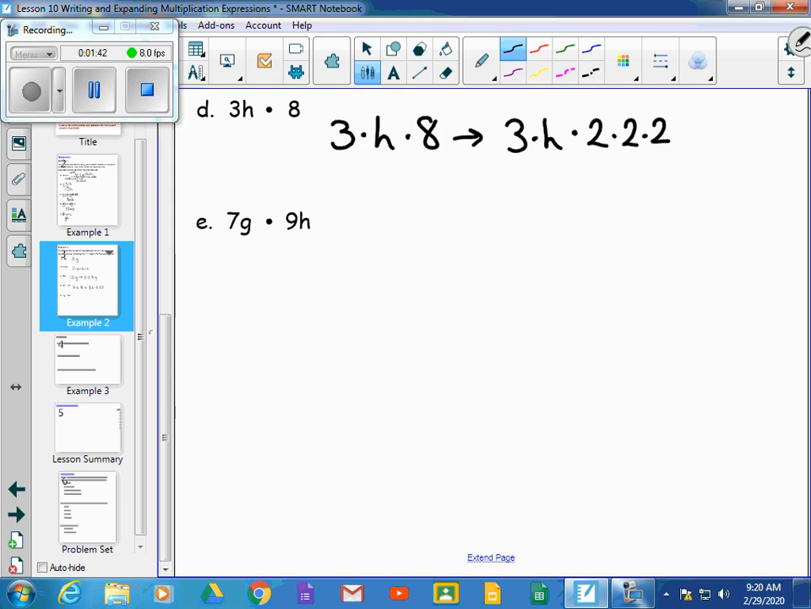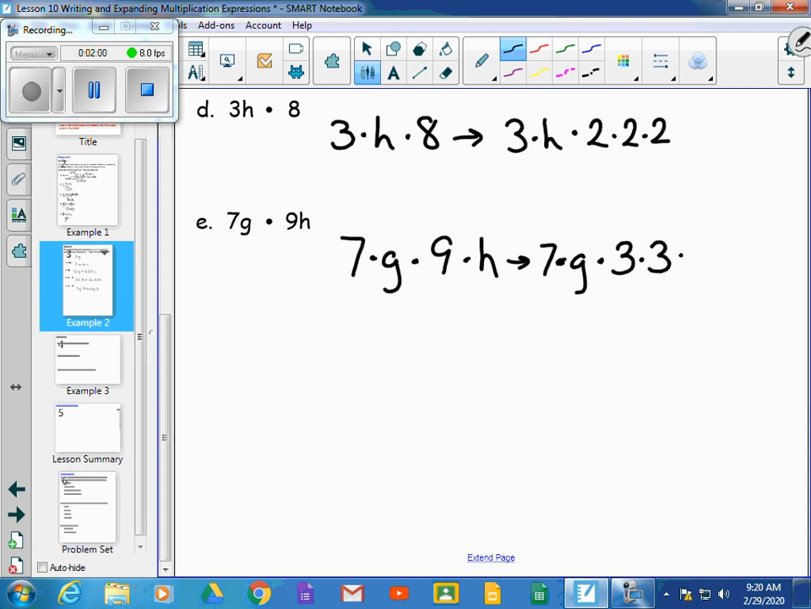And then finally, letter E, we have 7 times G times 9 times H, which we can break into 7 times G. That's as far as we can get with 7 because it's a prime factor. But 9 can be broken into 3 times 3, and then, of course, times H.